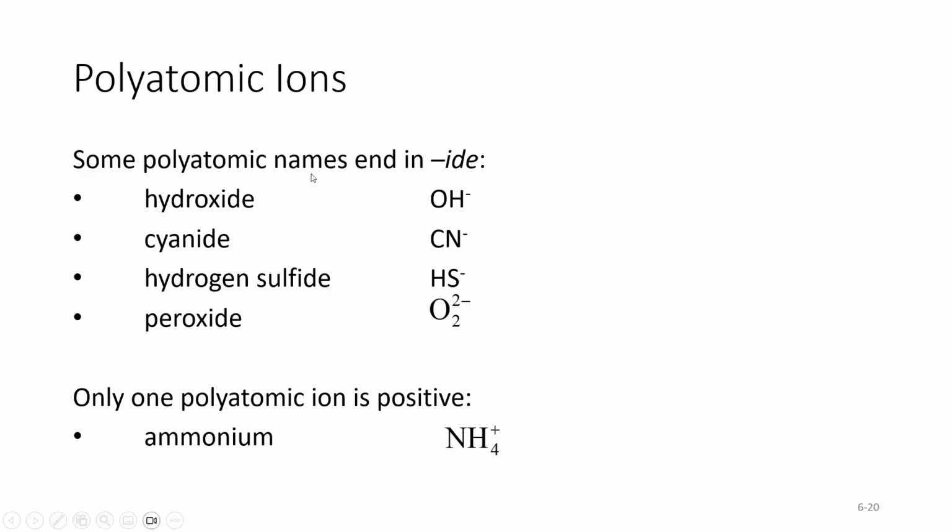Some polyatomic names end in -ide, so hydroxide, cyanide, sulfide, or hydrogen sulfide, peroxide. And then there's only one polyatomic ion that's positive, and that's ammonium. Ammonium is different from ammonia. Ammonia is NH3. Ammonium is the polyatomic ion NH4+.